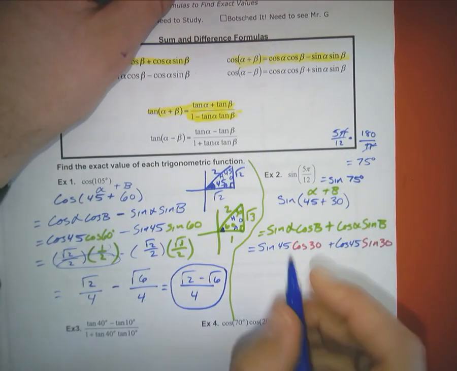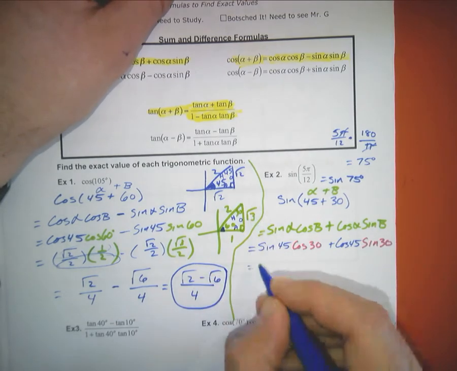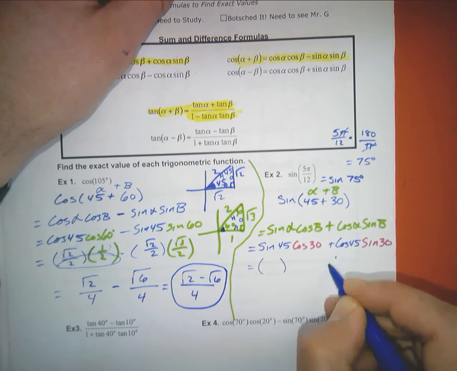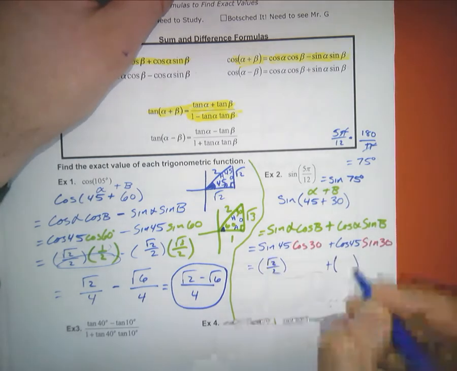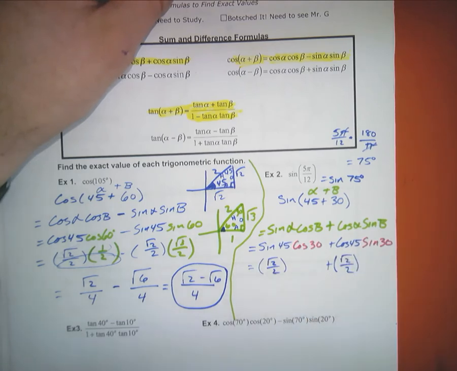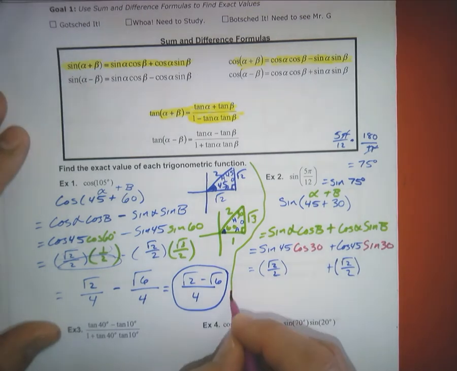Well, I already drew the 45-degree triangle. I'm not going to do that again, right? We know what the sine and cosine of 45 is. We just did that, right? Root 2 over 2. Root 2 over 2. You guys okay with me doing that? Okay, no reason to redraw it. I don't have sine and cosine of 30 because over here was 60, so I'm going to go back and redraw this triangle.